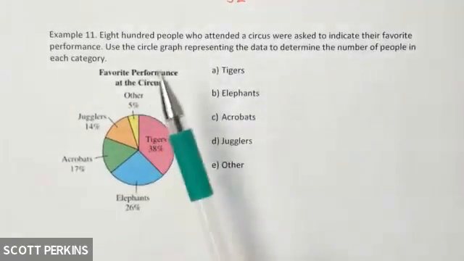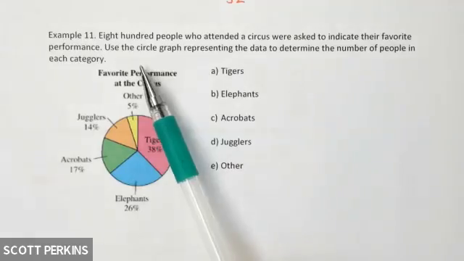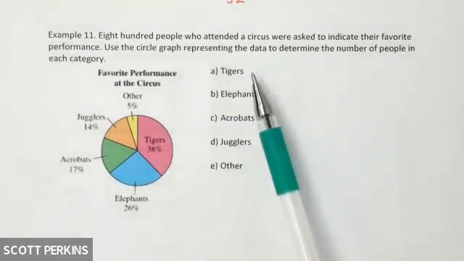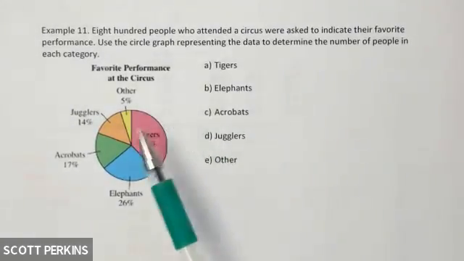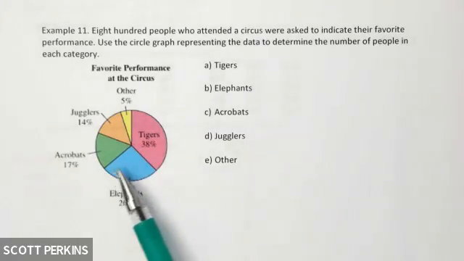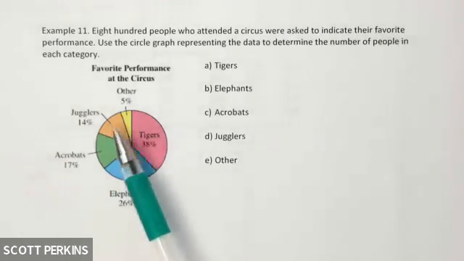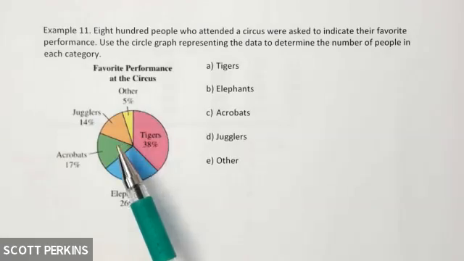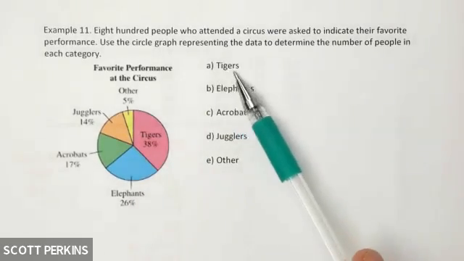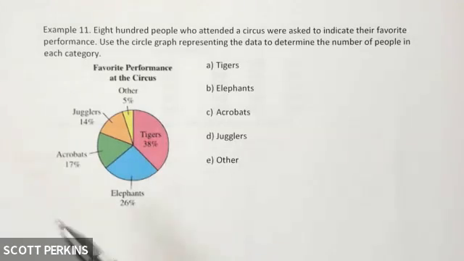And so this problem says 800 people who attended a circus were asked to indicate their favorite performance. Use the circle graph representing the data to determine the number of people in each category. So notice our pie graph. Normally, some people label pie graphs with the numbers, but most pie graphs are labeled with percents. And so what we want to do is we want to translate. So I want to know how many people like the Tigers. And I'm told over here that 38% of people that responded liked the Tigers best at the zoo.